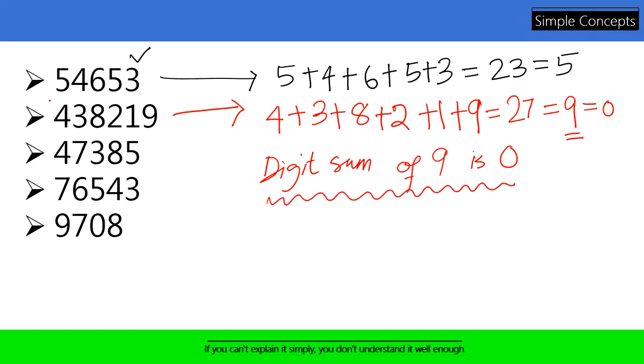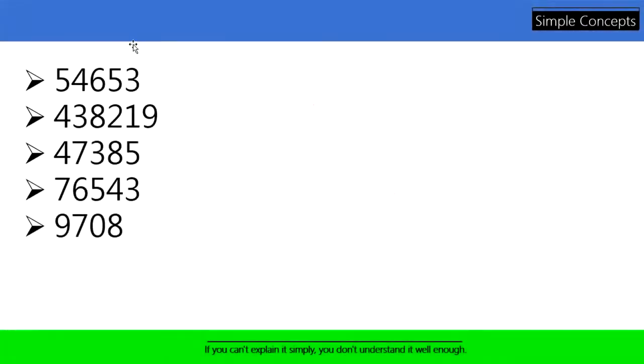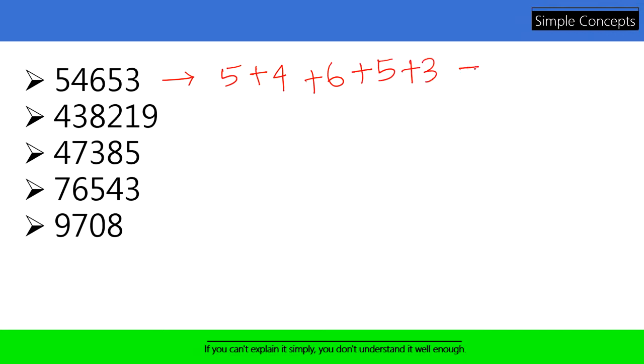We will take again the example of 5 4 6 5 3. Last time we did this, I will do it again. 5 plus 4 plus 6 plus 5 plus 3. This is equal to 5 plus 4 is 9, plus 6 is 15, plus 5 is 20, plus 3 is 23, and then I do a digit sum of 2 plus 3 is equal to 5. So the final digit sum is 5.